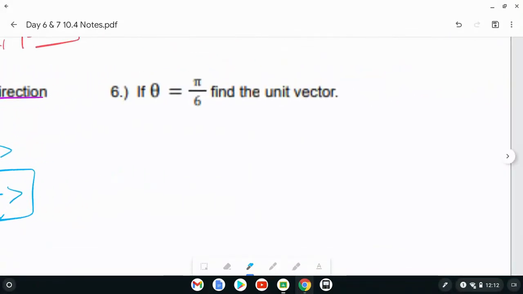Number 6, it says if theta is pi over 6, we want to find the unit vector. Well, yesterday, if you recall, we said we could find the horizontal component by taking the magnitude and multiplying it by the cosine of theta, and then the vertical component by taking the magnitude of your vector and multiplying it by the sine of theta, right? This is how you find the horizontal component. This is how you find the vertical component. You take the magnitude of the vector, multiply it by cosine of the angle you're talking about, and then magnitude, multiply it by the sine of the angle.